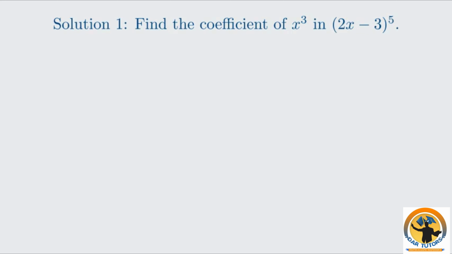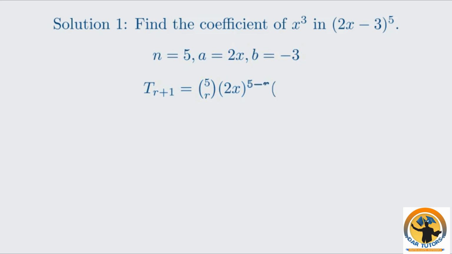We use the general term formula, T sub r plus 1 equals n choose r, a to the n minus r, b to the r. Here, n is 5, a is 2x, and b is minus 3. The general term is 5 choose r times (2x) to the power of 5 minus r times (minus 3) to the power of r. We want the term with x cubed, so we set the power of x, which is 5 minus r, equal to 3. This gives r equals 2.